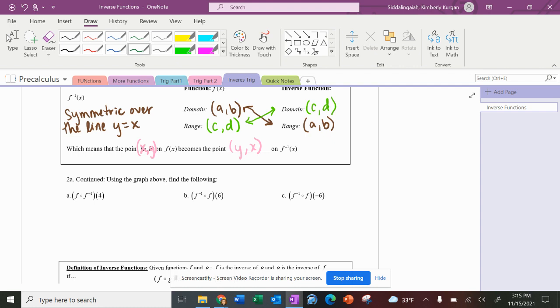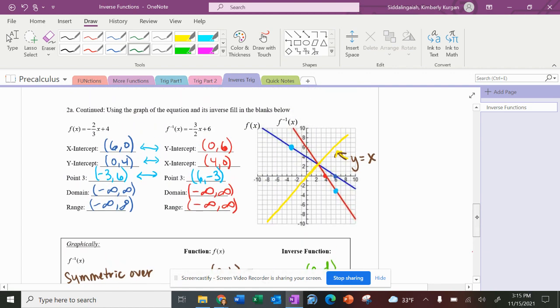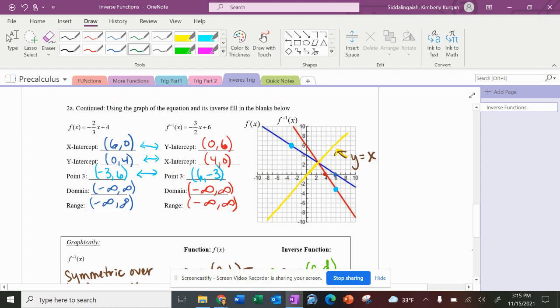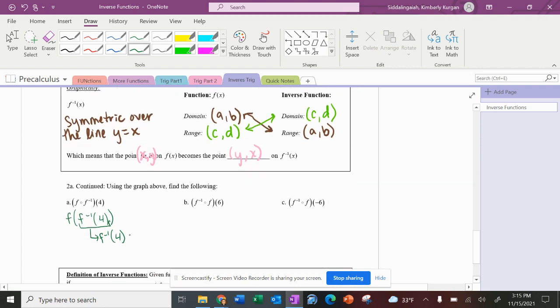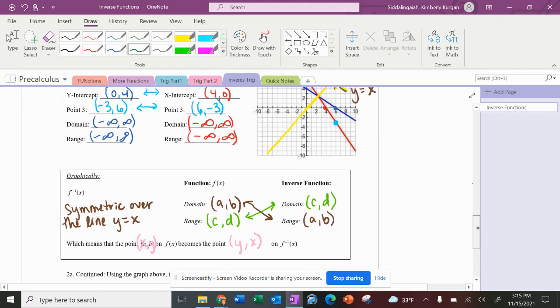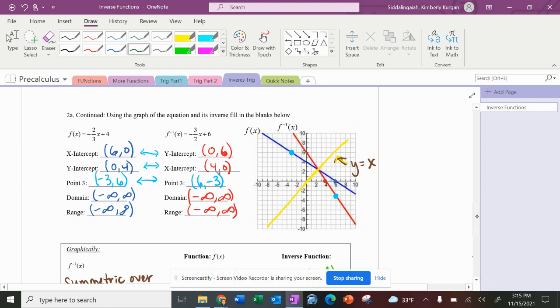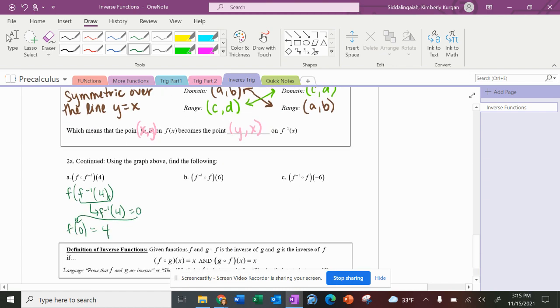So these last ones, we want to do some composition. It's been a while since we wrapped our heads around composition. So remember, this is saying do f of f inverse of 4. So you start with the inside and do f inverse of 4. So we have this graph, f inverse of 4. We'll remember that y coordinate is 0. So now we're going to do f of 0. And so f of 0 is just 4. So what I put in is exactly what I got out. Oh, that must be just a fluke.